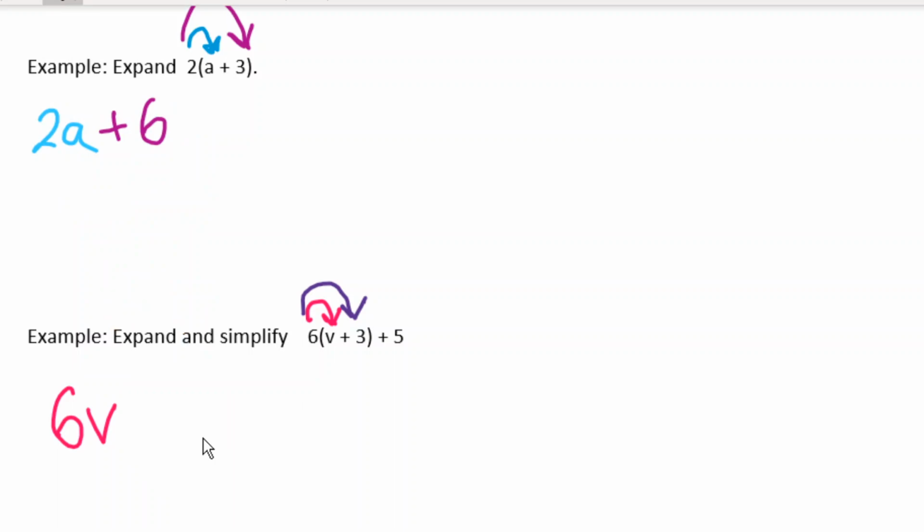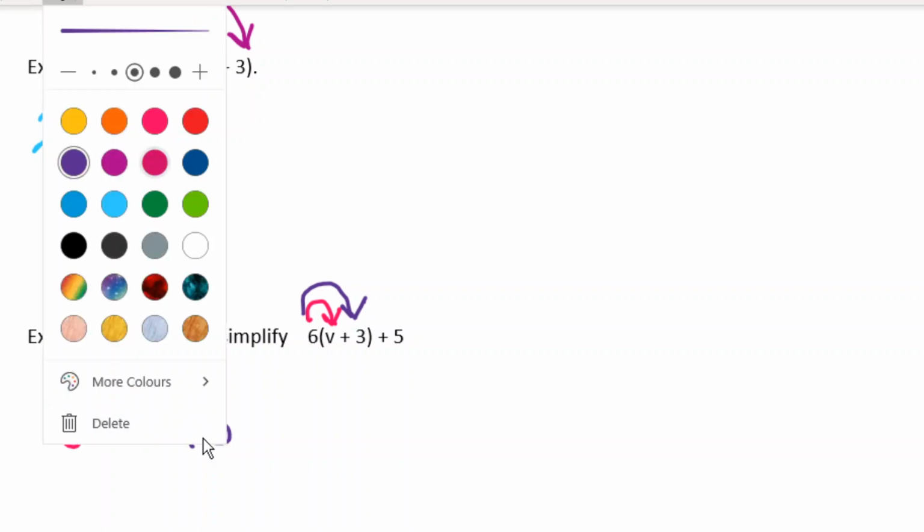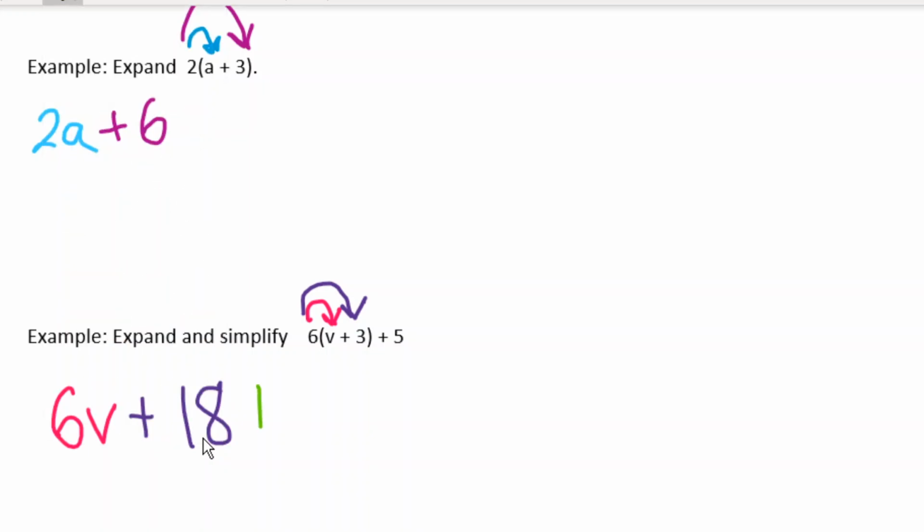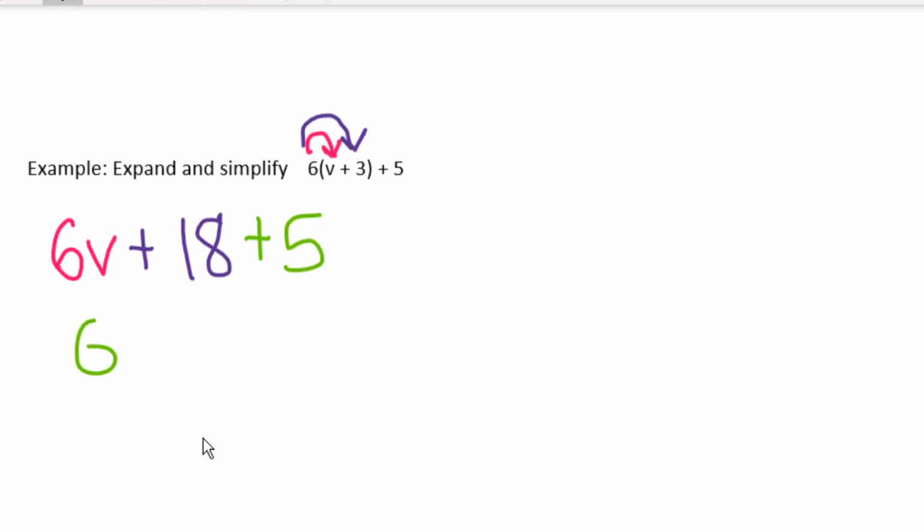6 times positive 3 is positive 18. And then our plus 5, we're just going to bring that in. And this is where the simplify part comes in. Because, well, plus 18 plus 5, why don't we just add those things together? Make it easy on us. So that's 6v we're going to leave alone, because nothing else has a v in it. But we can do 18 plus 5, and it is 23. So that would be your answer here.